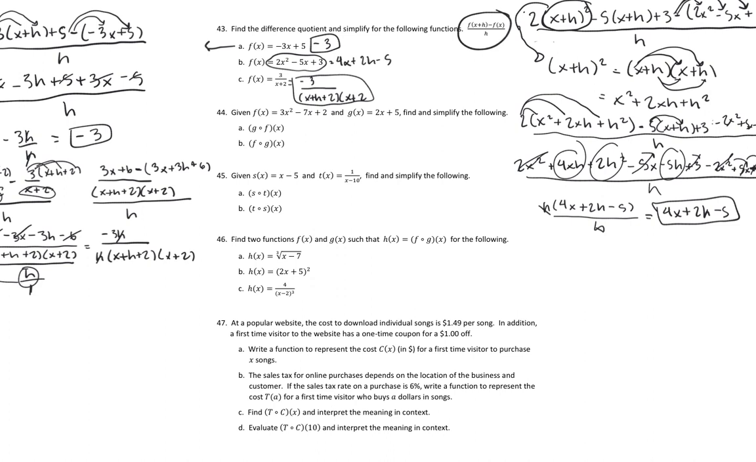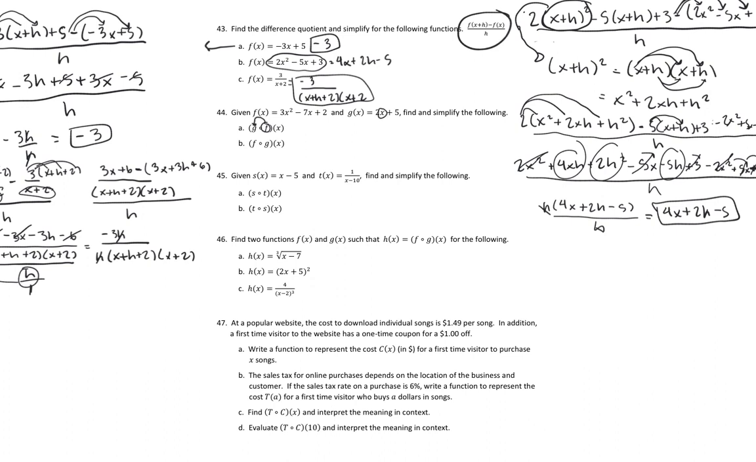All right, so for number 44, looks like we have some function compositions, right? So we're given two functions, f of x and g of x, and for part A, we're finding g of f of x. For these kinds of problems, we're taking the right function and putting it into all the x values of the left function. So in this case, we're going to take this f of x and put it in all of the x terms of our g of x function.